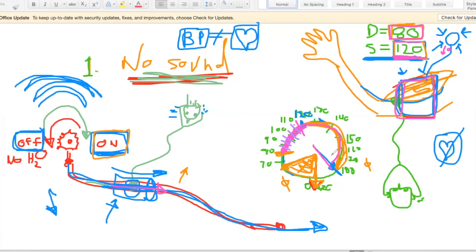Then you keep the dial going down, keep the dial going down. Eventually you're here. It's going to sound like a beat. When you hear the first beat, that's the systolic blood pressure. You'll hear it. It sounds like a little bit of a squish. And then it'll go boom, ba-boom, ba-boom, ba-boom. And then the whole while, this needle is still going down. You're still letting air out, still letting air out.